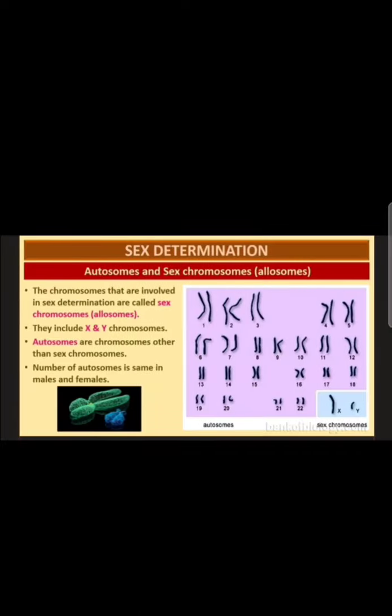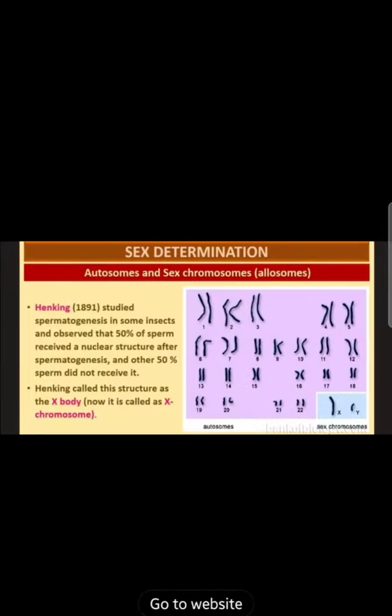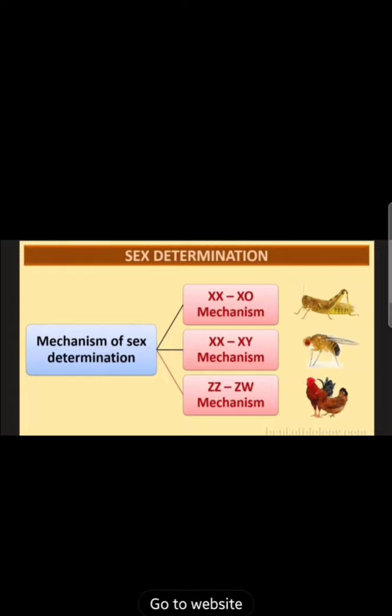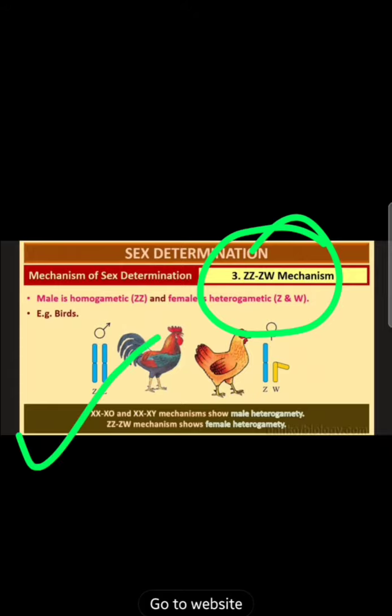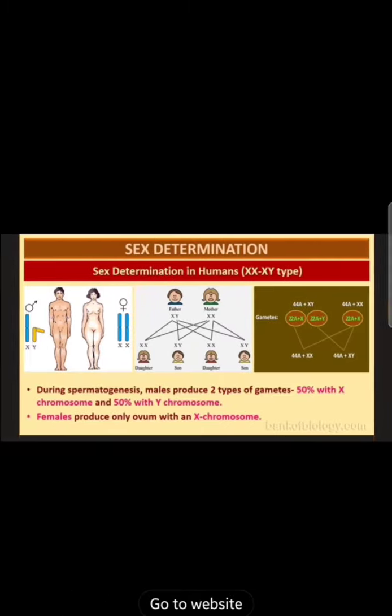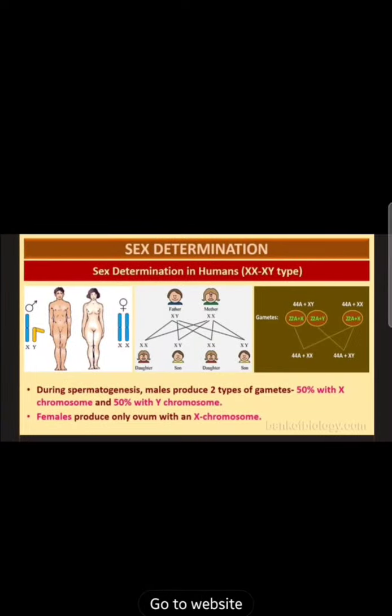I hope you understood the topic. You just have to remember what autosomes and allosomes are. The allosome concept you have to remember, and then you have to remember Henking and his discovery. You have to remember these three different mechanisms, especially with examples, especially where it is different in the case of birds. Here the male is homozygotic or homogametic and the female is heterogametic. And how sex is determined in human beings, you have to remember.